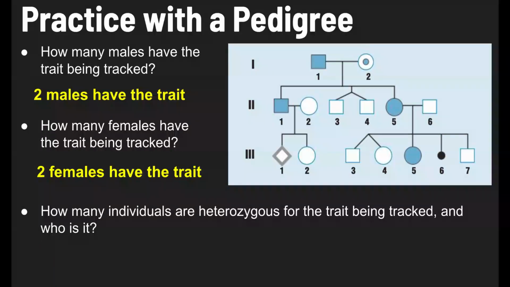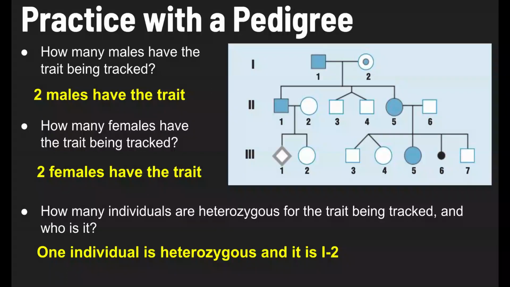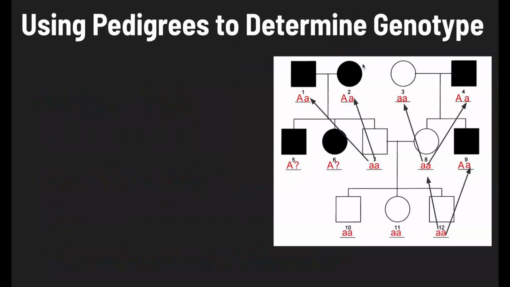How many individuals are heterozygous for the trait being tracked, and who is it? So heterozygous individuals have a dot in the center. That'd be 1 individual that's heterozygous, and it's this one, generation 1, person 2.